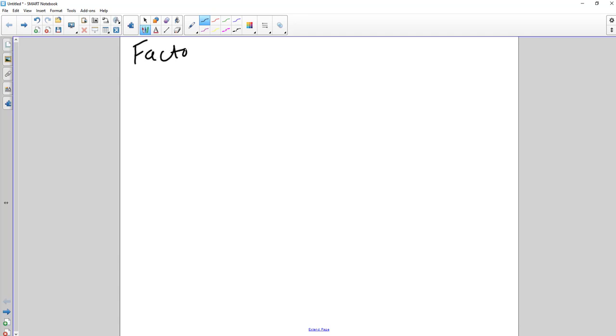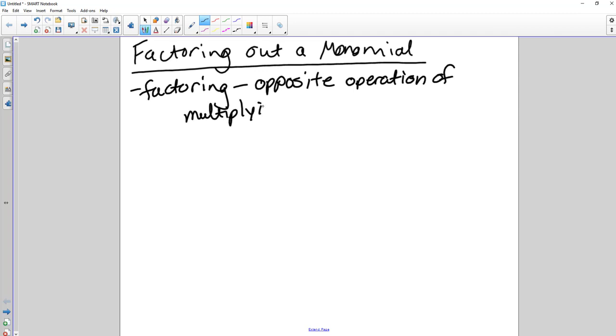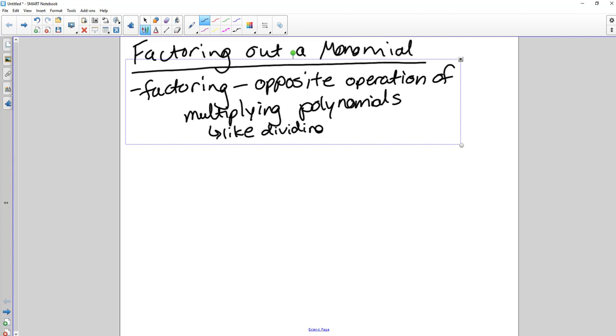Factoring monomials. Factoring out a monomial. So first let's define what factoring is. Factoring is, first off, the opposite operation of multiplying polynomials. So in a way, it's kind of like dividing, because the opposite of multiplying is like dividing, but it's going to be a little different than just dividing a polynomial.